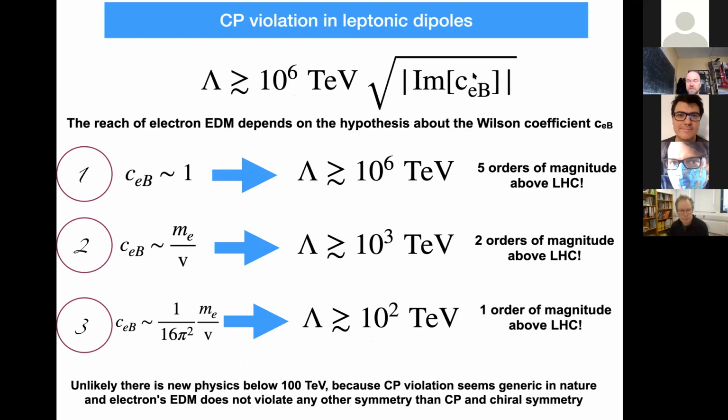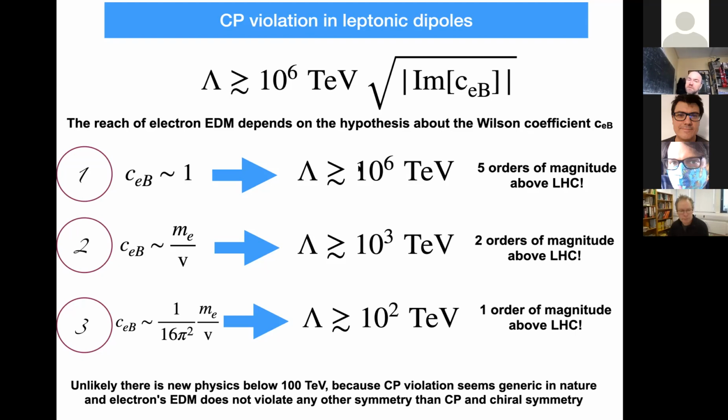If this Wilson coefficient is of order 1, then we probe scales of new physics of the order of 10 to the 6 TeV. This is quite impressive. This is 5 orders of magnitude above what the LHC can reach. It's sort of halfway between the LHC and what neutrino masses can probe. Neutrino masses can probe something like 10 to the 12 TeV.